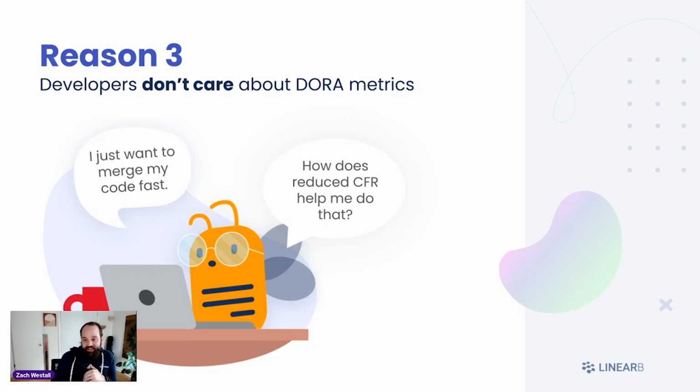Merge it back into the main line and that gets deployed onto production. Hey, great. Can move on to the next thing. That's a dopamine hit. That is a reward for your developers. So as you can see, our little developer bee here, they just want to merge their code fast. That's all they're concerned about.